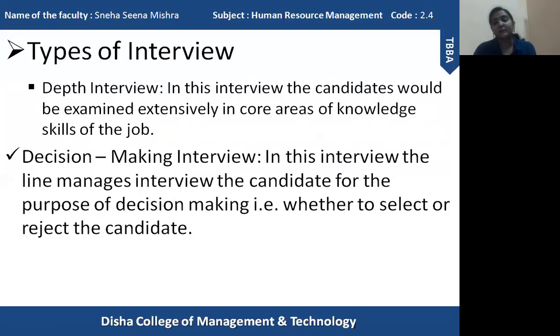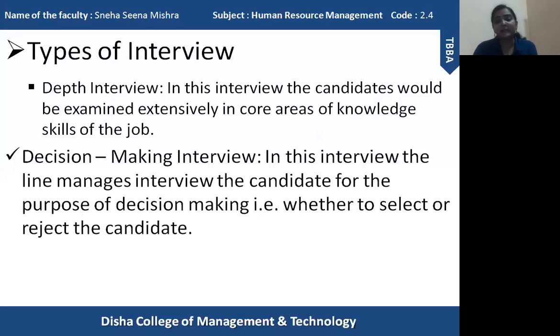For example, a person has applied for a job in an advertising firm, in which he or she has to make advertisements or make promotion programs so that the product can be introduced to the public, so the product can become popular among the public. So in that area they need to measure the knowledge and skills level.